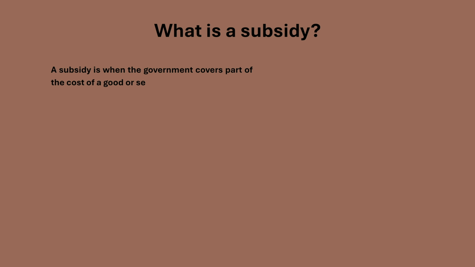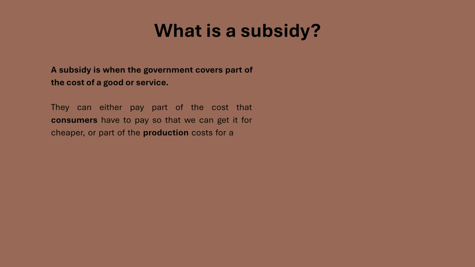Let's get into it. A subsidy can be defined as when the government covers part of the cost of a good or service. Basically, they can either pay part of the cost that the consumers have to pay so that we can get it for cheaper, or they could pay part of the cost for a firm so that they can receive more profit, or they can do both at once. Usually, when we think of a subsidy, we think about the government reducing the costs for us consumers, but they can also do the same thing for producers.